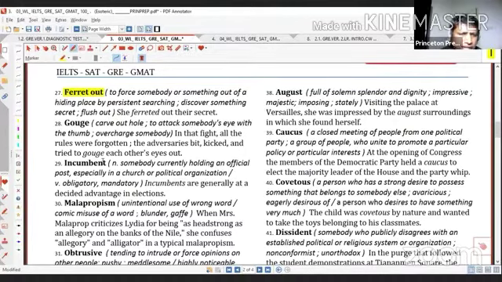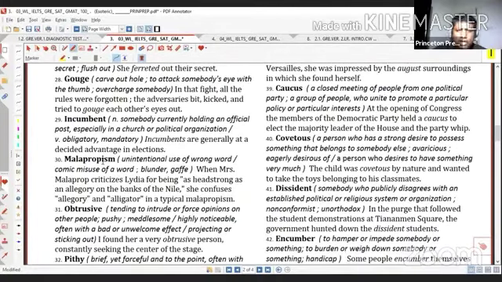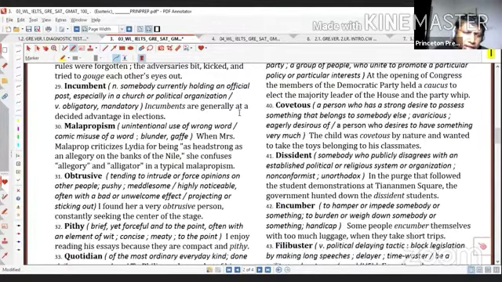Gouge. The next one is incumbent. Incumbent মানে somebody currently holding an official post, especially in a church or political organization. Obligatory, mandatory. Incumbents are generally at a disadvantage in elections. Is the incumbent prime minister মানে যে বর্তমানে ওই পদে আছে.